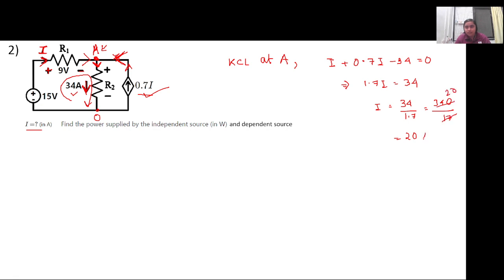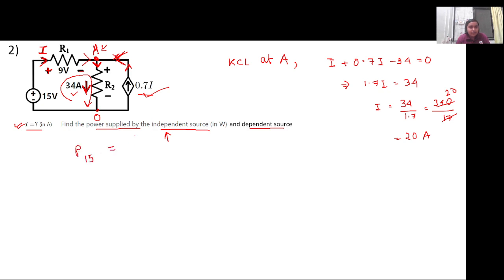Right? So we have solved for I. So this 20 ampere current is flowing in. Now you are asked to find the power supplied by the independent source and the dependent source. So which one is the independent source here? 0.7 I? No. Independent means it is not dependent on any other parameters of the branch. 15 volt. Yes, because it is independent. Its value won't change if any other branch parameter is changing. So the independent source here is 15 volt.